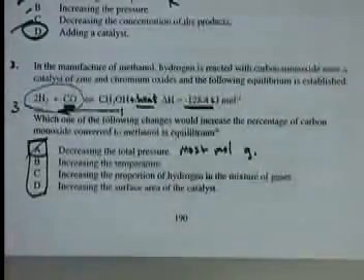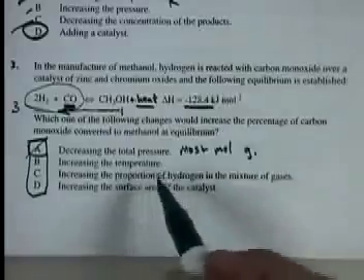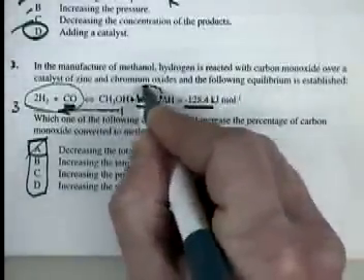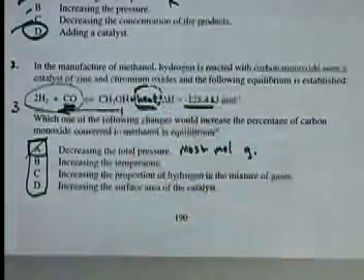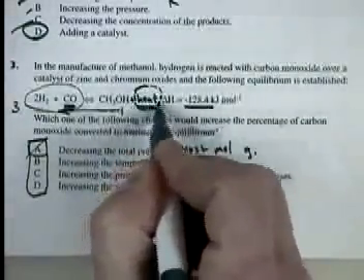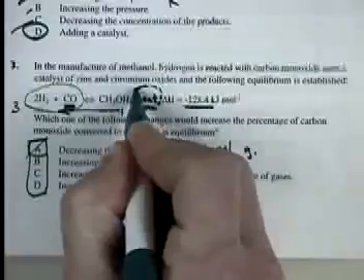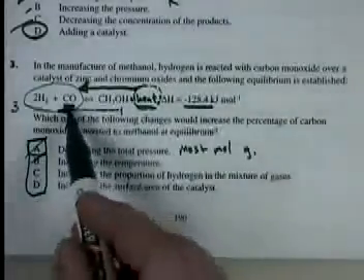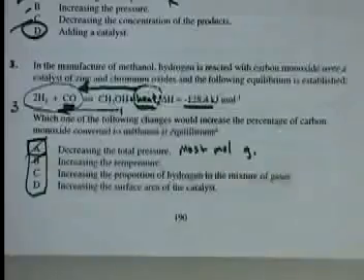Letter B, increasing the temperature. Well, if we increase the temperature, we're in effect adding heat to the reaction. Well, if we add heat to the reaction, that means we're adding more of this substance right here. If we increase the concentration of that, it's going to shift to the opposite side to reduce that stress, and so it will shift to the left. So that's not a very good choice either, because we're not getting rid of the carbon monoxide and changing it to methanol.